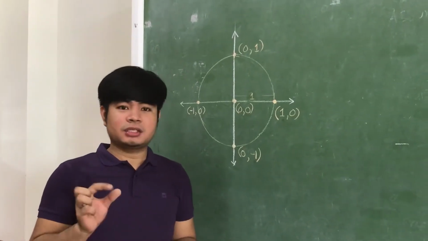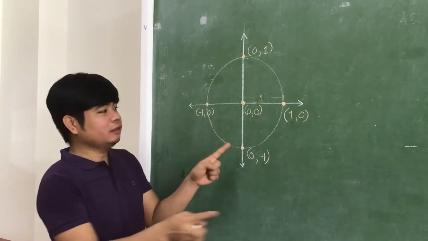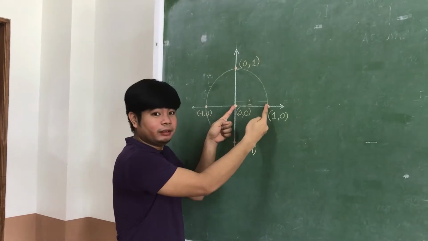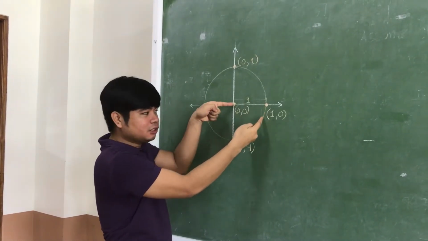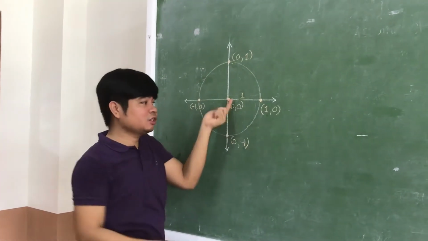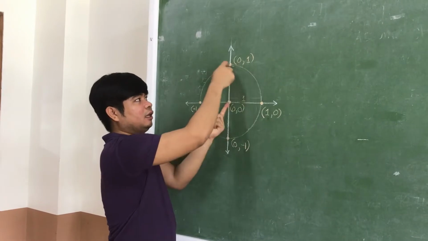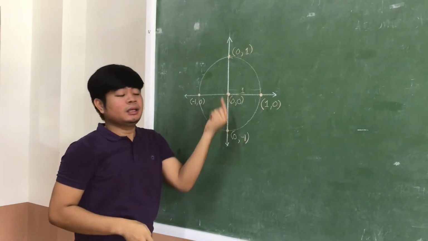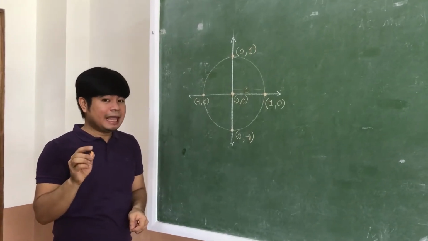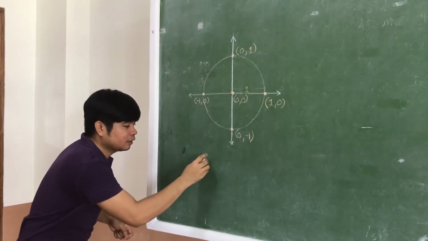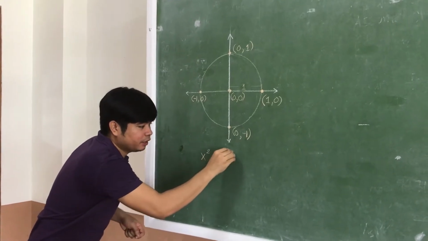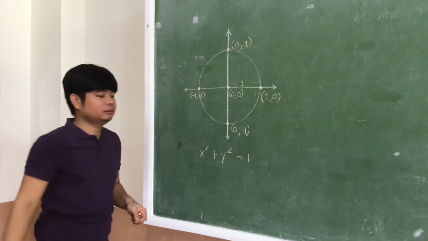But circle is a collection of points. So look at this. From the center of the circle to a point here, that is 1 unit. Imagine that you are rotating it. So it means to say circle is a collection of points as you try to rotate the length of the radius. Now, a circle with radius that is equal to 1 has an equation x squared plus y squared is equal to 1.